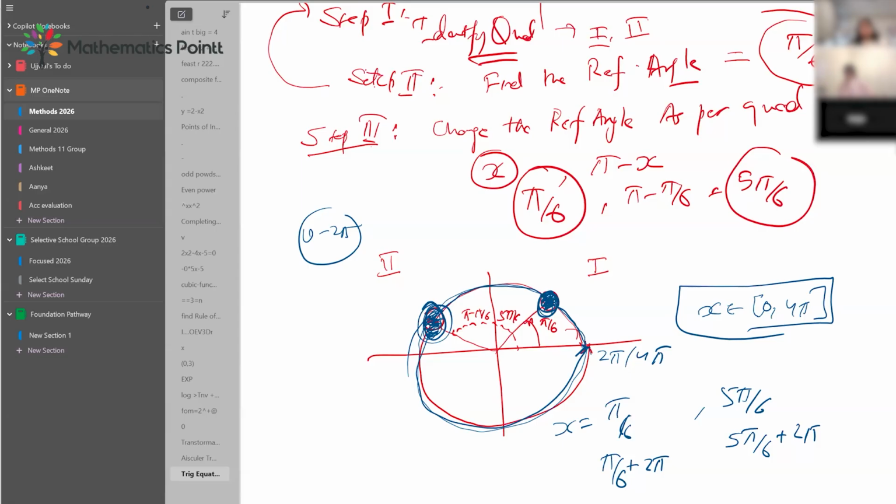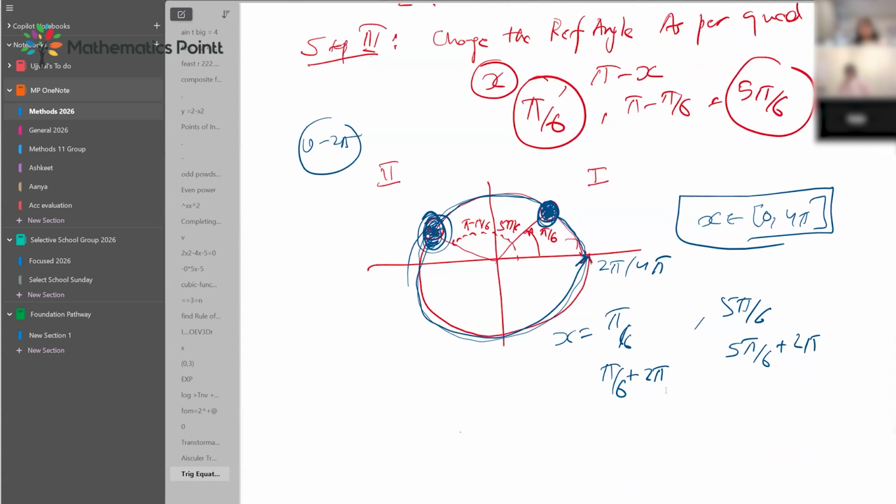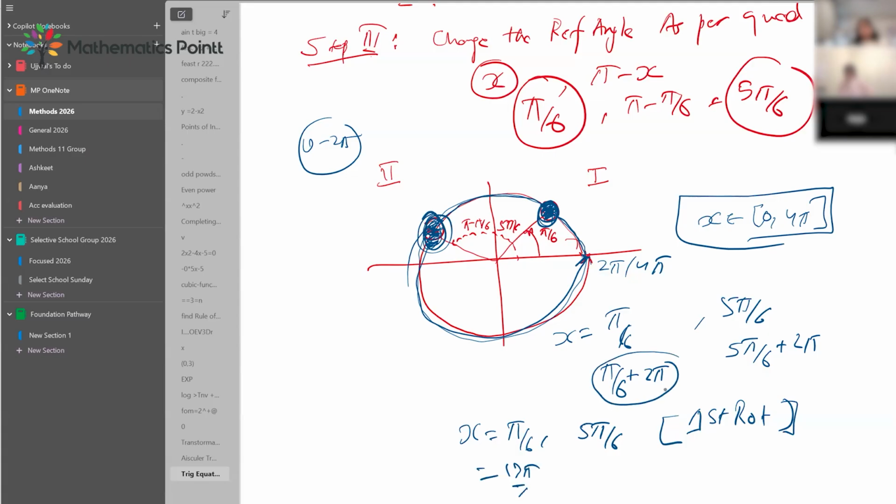Ikra, is this clear? So my 4 solutions are x equals pi on 6, 5 pi on 6. They were my first rotation solutions. And the second solutions are 13 pi on 6 and 17 pi on 6. This was my second rotation. Job done. Equation solved.